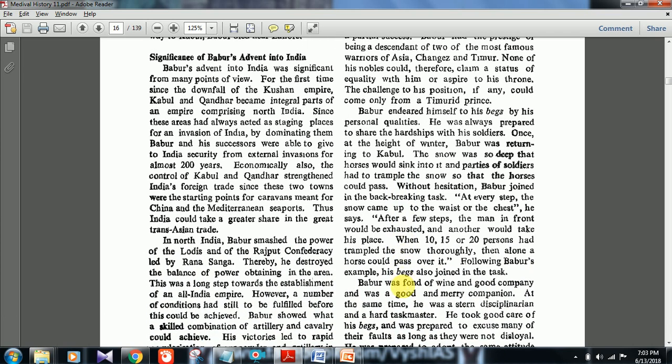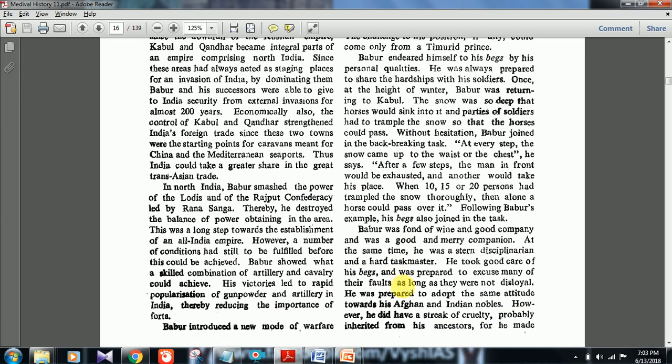So it's just telling like he was very much close with these soldiers also, and he would involve himself equally like the soldiers. Not like he will be sitting on a horse or chariot and just doing the commanding work. He will be equally participating in the warfare and the hardship whatever they faced, equally with all the soldiers.